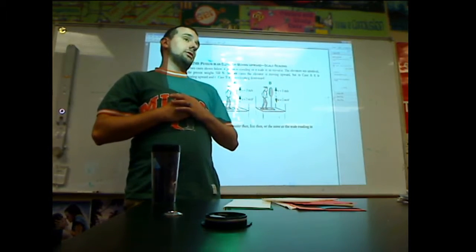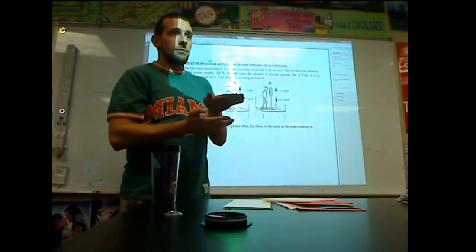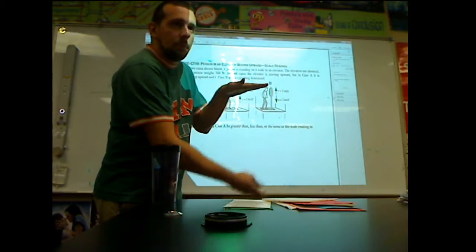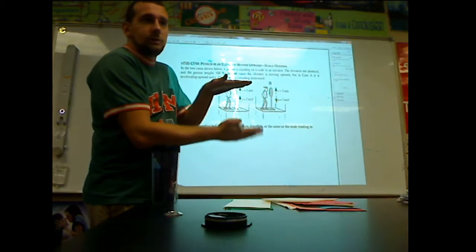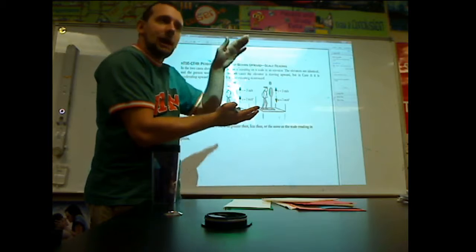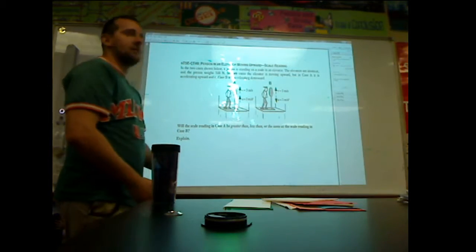What I want to keep doing is staying where I am. So the elevator will drop below behind me, which will lower the contact force, at least for a little while until I start accelerating as well. Is that clear for everybody?